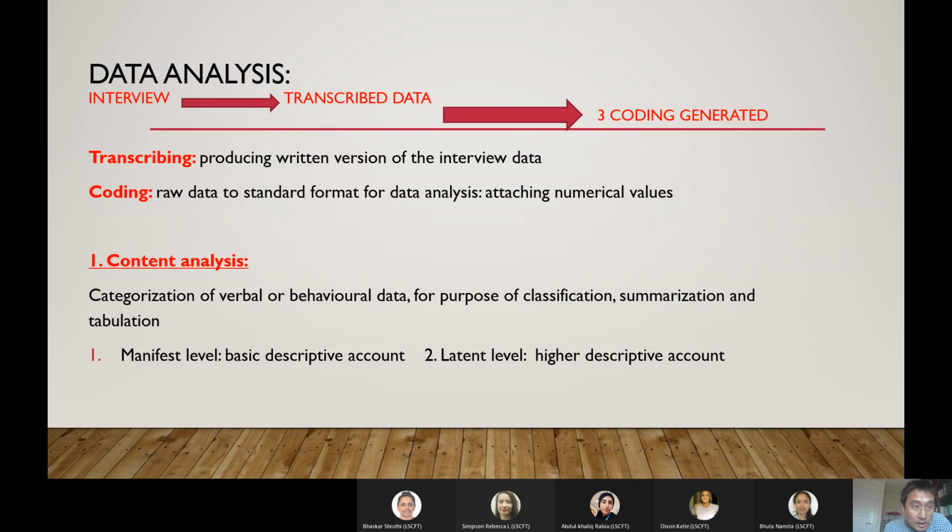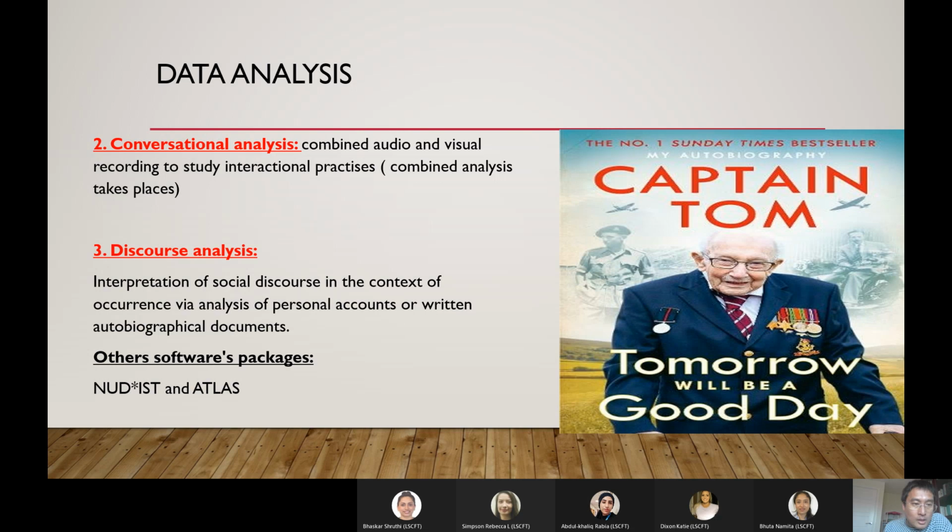Okay, so this is also one of the questions. For qualitative, they interview, they transcribe the data, make it understandable for the research, and the coding is generated. There's something called content analysis. Manifest is a basic descriptive account. Latent is higher. So just remember, manifest is basic, latent is higher. You don't need to go in depth. No one asks you about this one. They have asked this in MCQs in the past.